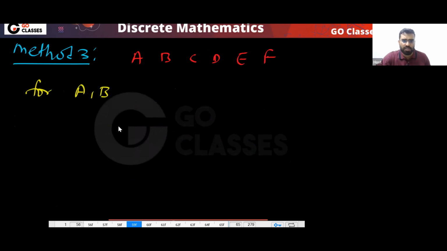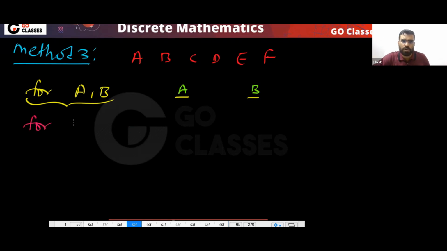Just understand this method also. This will help you in many questions. A, B, C, D, E, F. If I select 2 positions for A comma B, then how many ways can they be arranged? They can only be arranged in one way. So can I consider them the same? Very simple, just consider them the same.